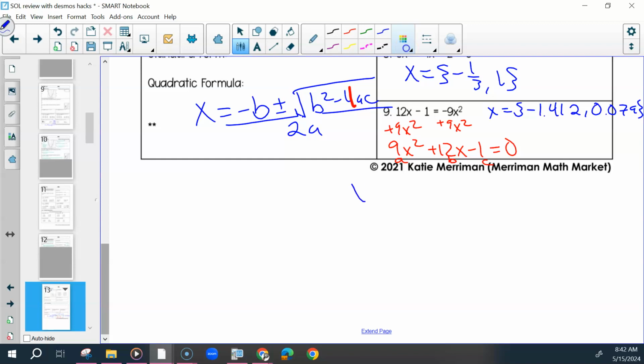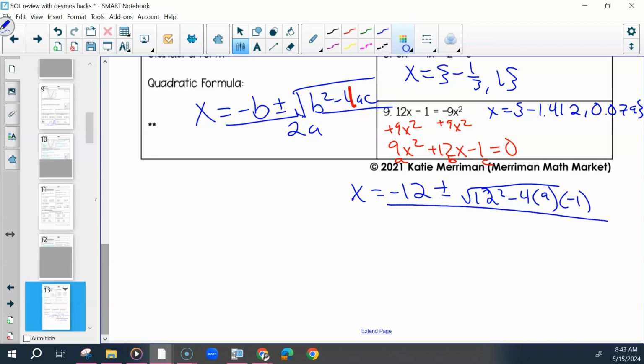So that's going to be x equals negative b, which is 12, so negative 12, plus or minus, that's the name of that symbol, the square root of b squared minus 4 times a, which is 9, times negative 1, all over 2a, so 2 times 9.